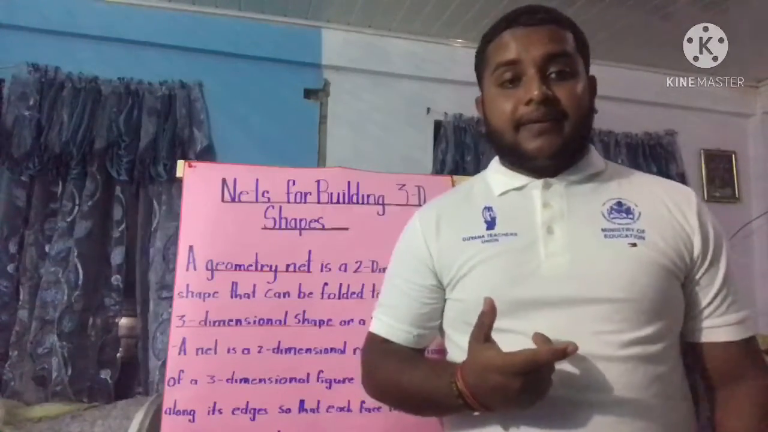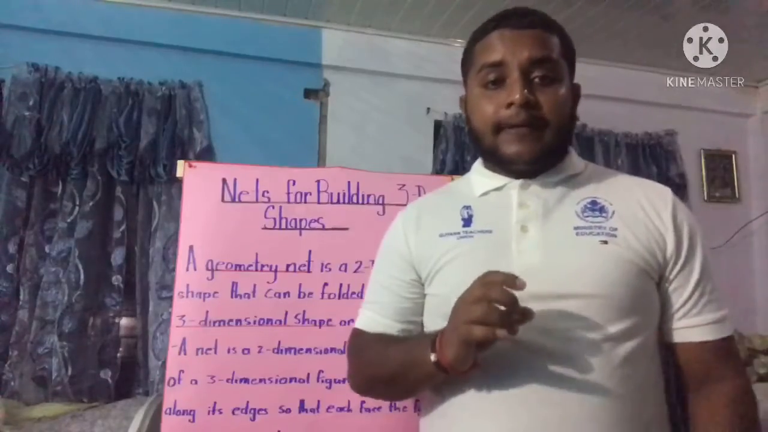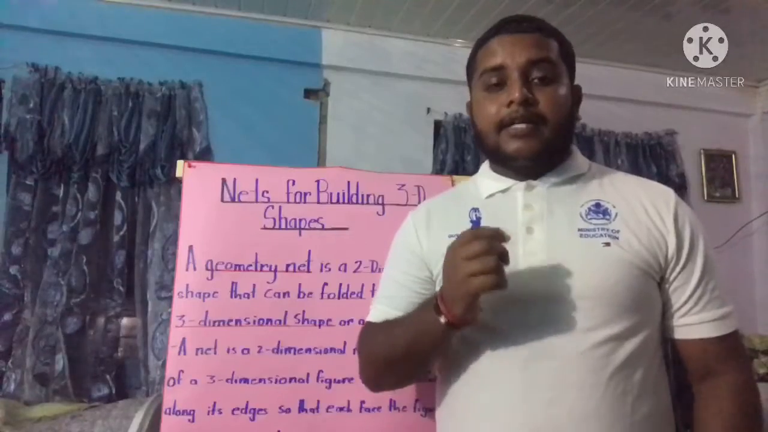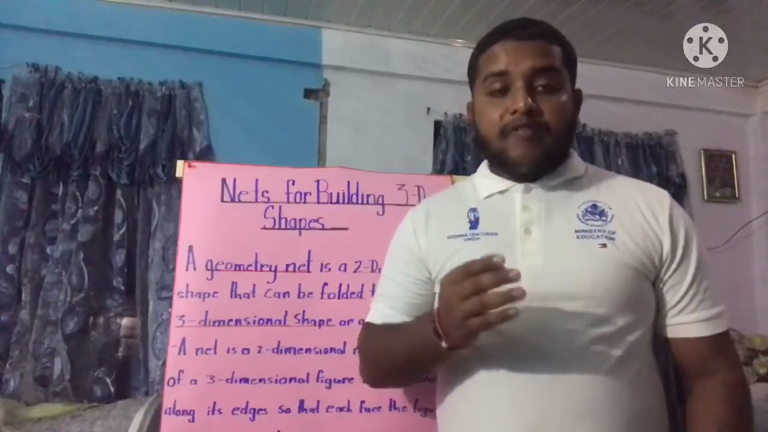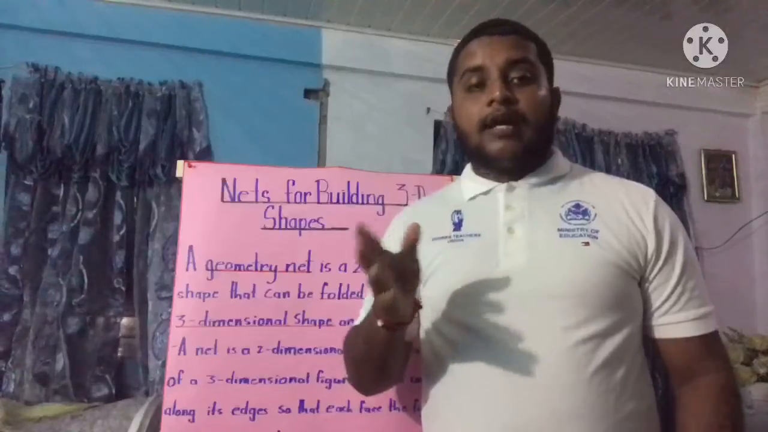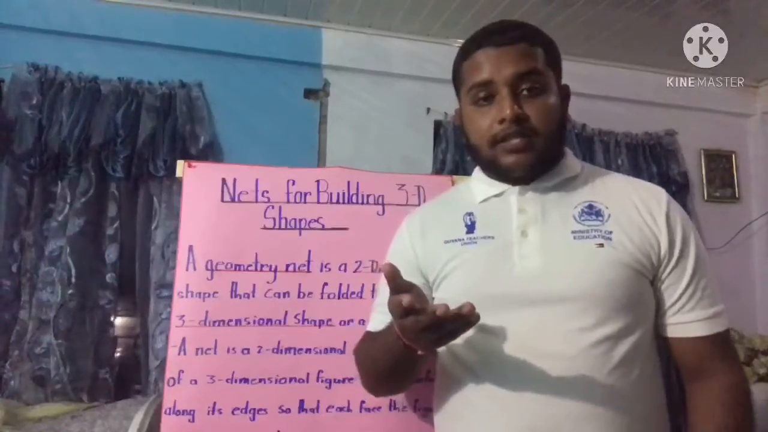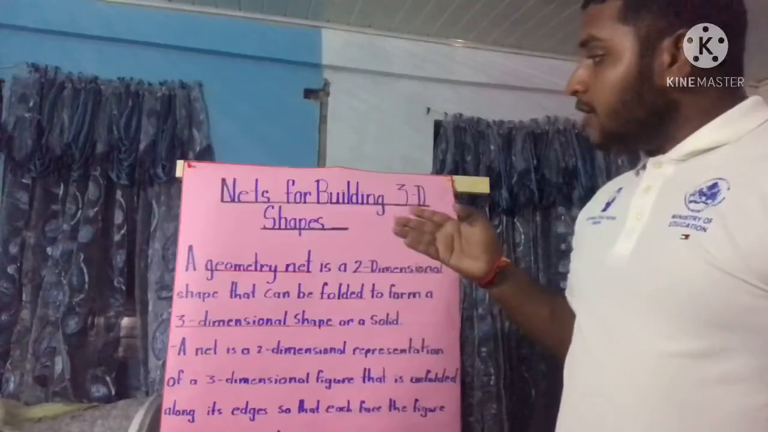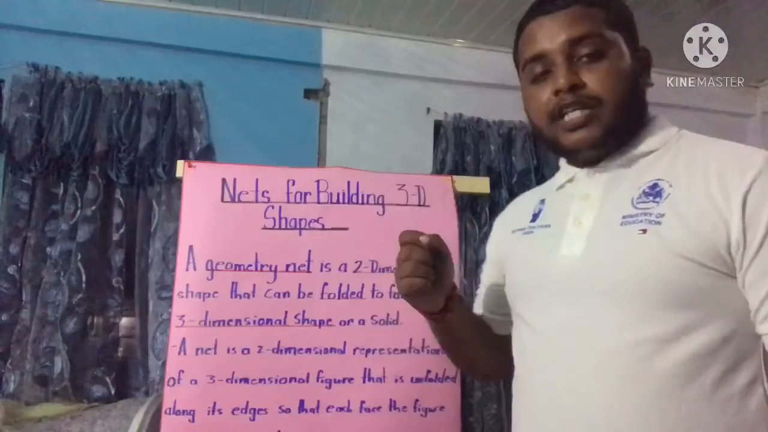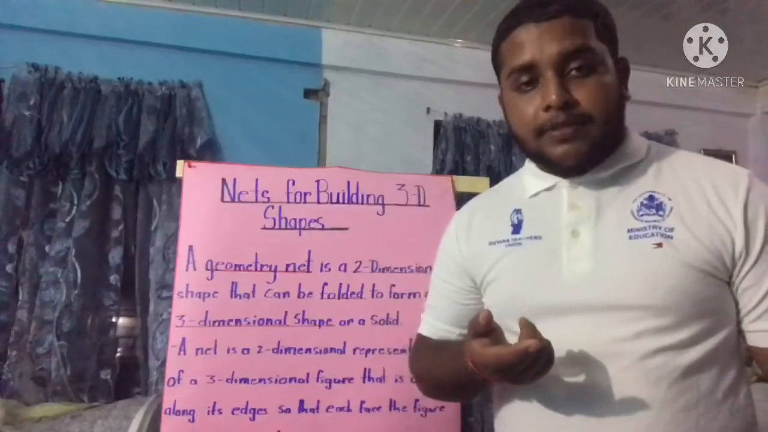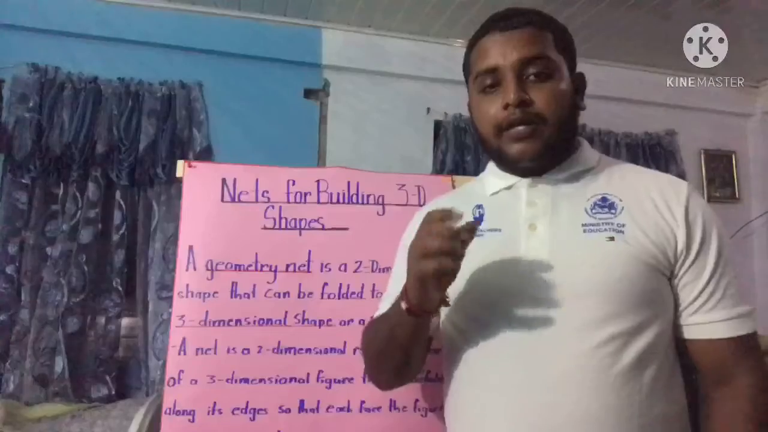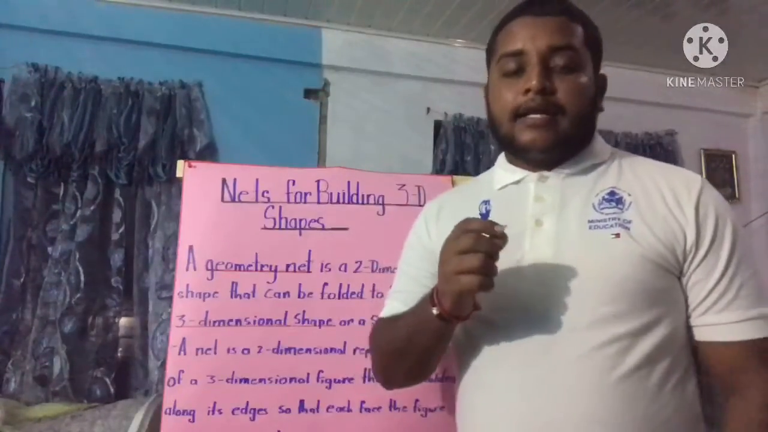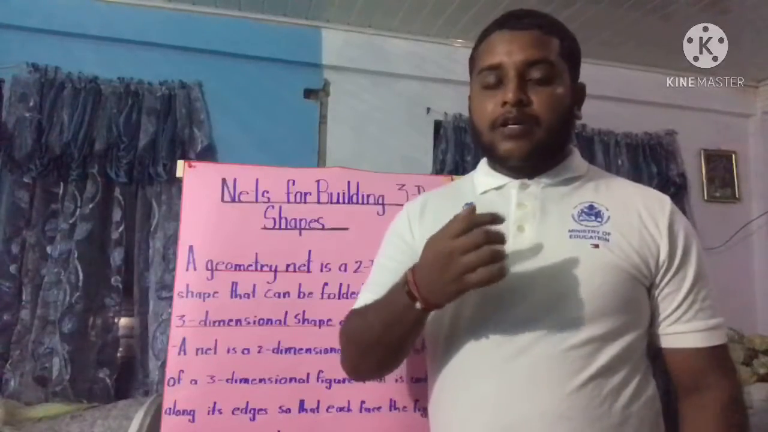How are you today? Today, we're going to be looking at the last lesson when dealing with solid shapes. We have already looked at what solid shapes are, the types of solid shapes, the properties of solid shapes, and now today we're going to be looking at nets for building 3D shapes or solid shapes. Before we go into our lesson, I have a very short video for you to look at. As soon as you finish looking at that, we're going to go into our lesson.